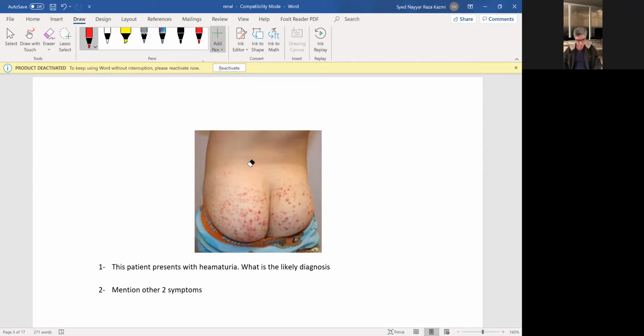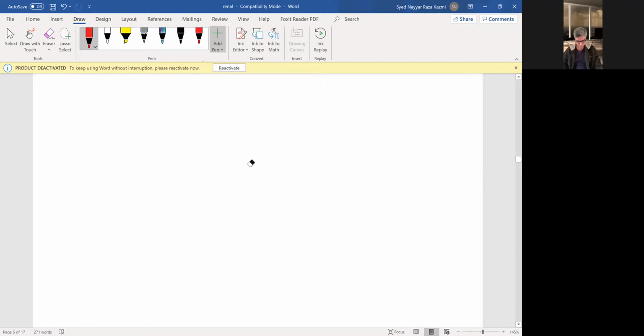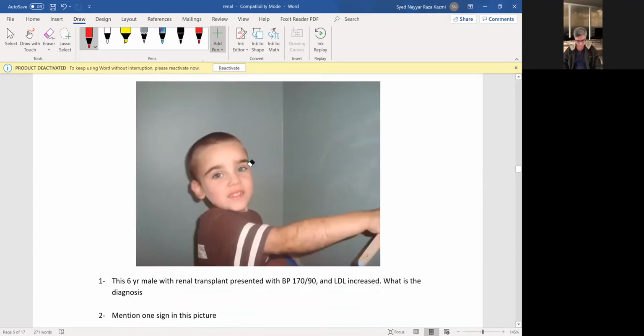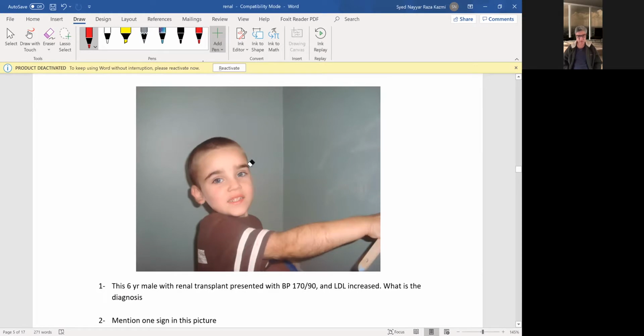Okay, moving on. Look at this condition. This is probably a 6-7 year old child, 6 years old, as the caption says. He has had a renal transplant because he was suffering from chronic renal failure, and now he presents with a blood pressure of 170/90, which is quite raised for this age, and his LDL, the low density lipoproteins, are quite increased. So what is the diagnosis?